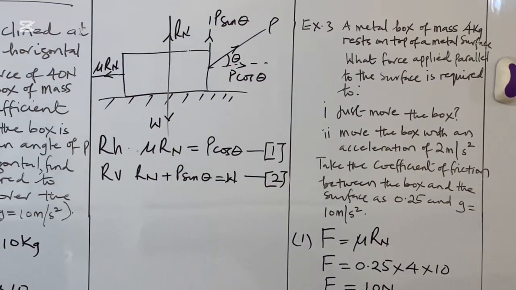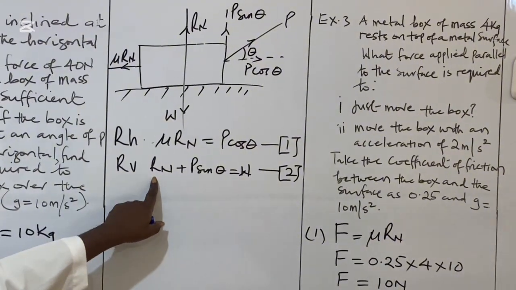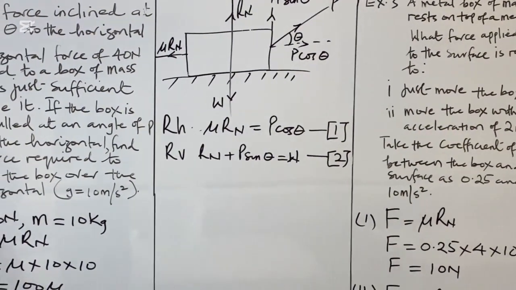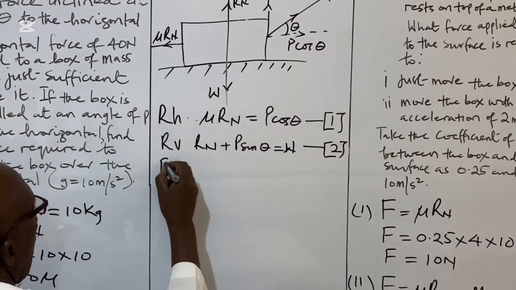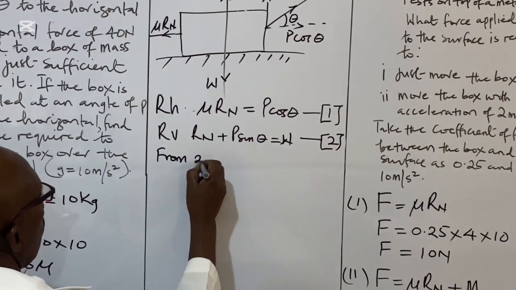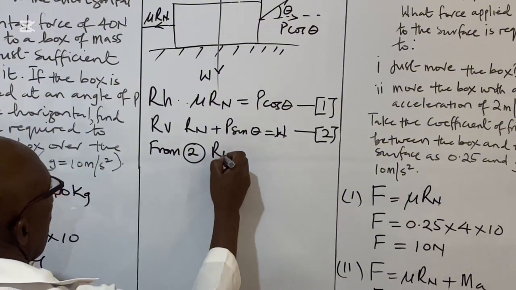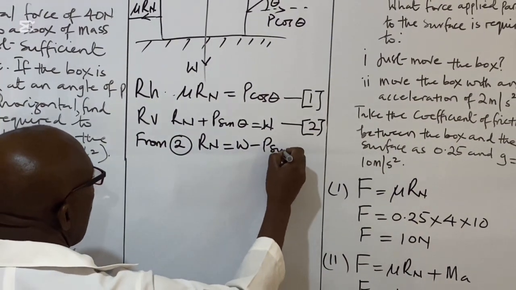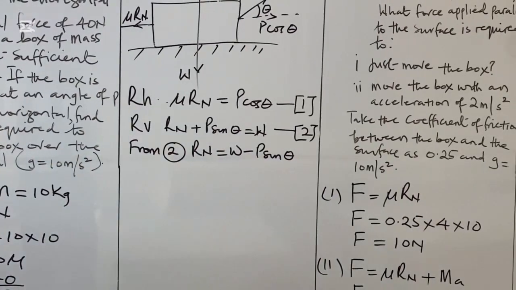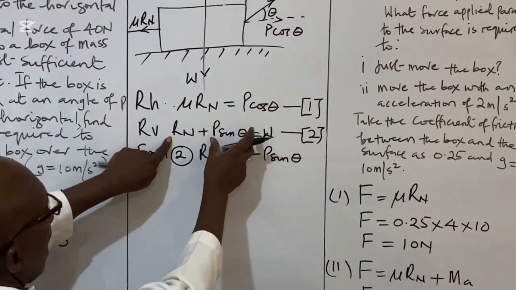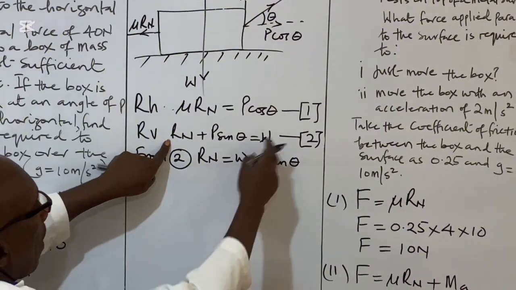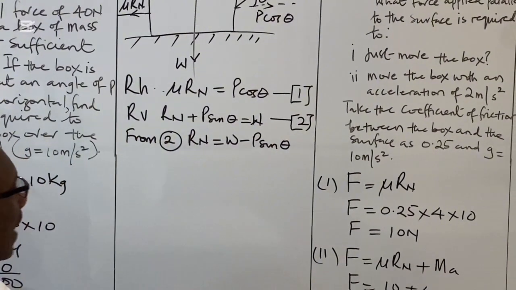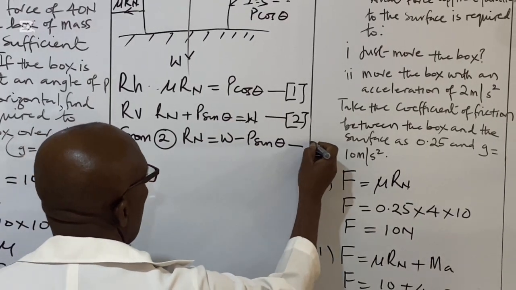Now, from equation 2, can we make Rn the subject of the formula? So from 2, we have Rn is equal to W minus P sine theta. I take P sine theta to go and meet W, so it becomes minus, it's plus here. So I have W minus P sine theta. Let me call this equation number 3.